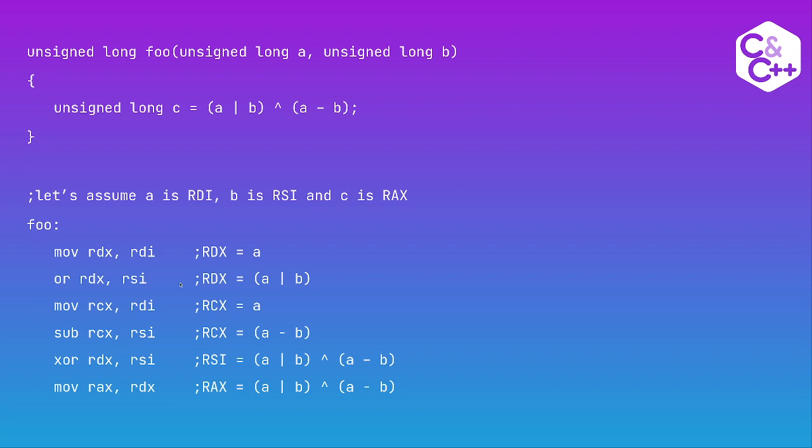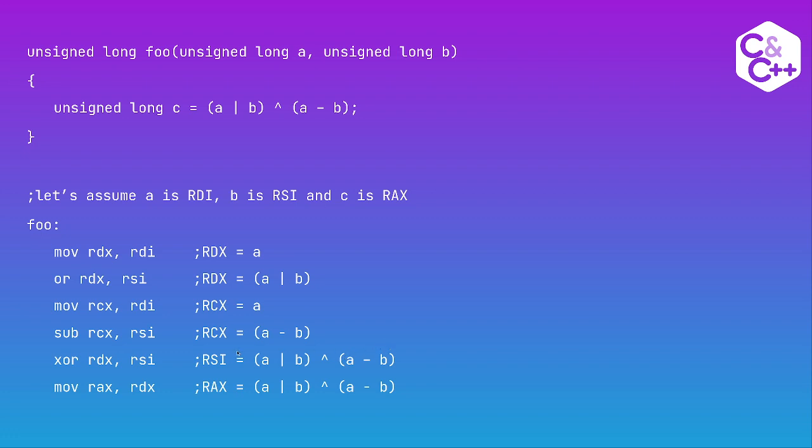And then we're going to do the same with this part of the equation here. We're going to move RDI to RCX this time, because RDX is full, and we're just looking for another register. It doesn't matter which registers we use. It's equal to A, and then we subtract RSI, which is B, from RCX, which makes RCX equal to A minus B. So now let's XOR these, RDX and RCX. So RDX would be equal to A or B XOR A minus B.